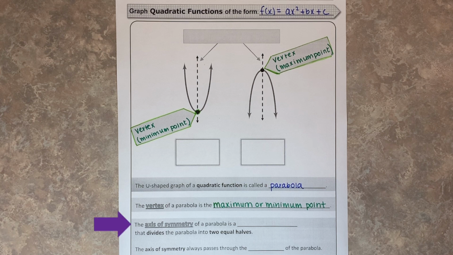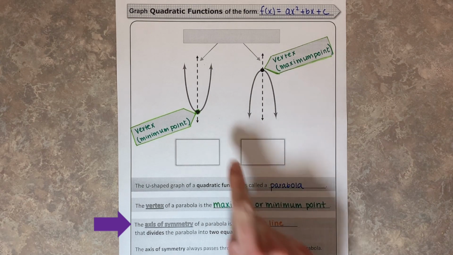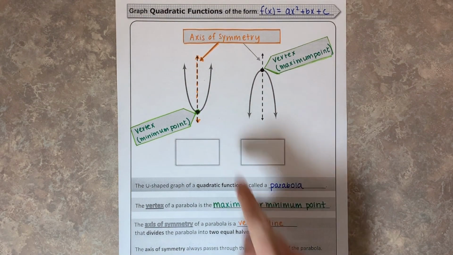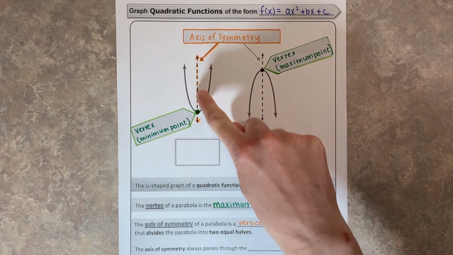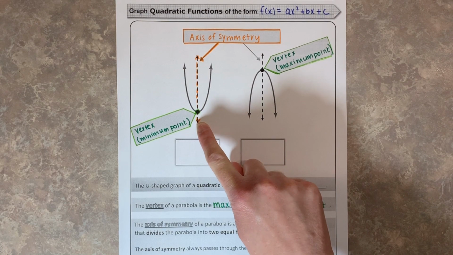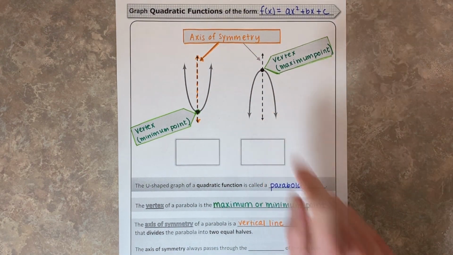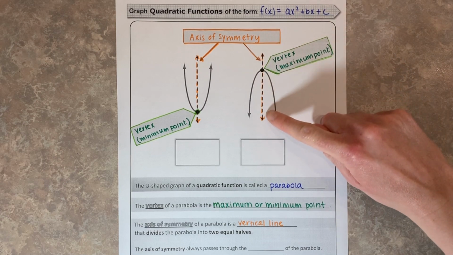The axis of symmetry of a parabola is a vertical line that divides the parabola into two equal halves. If we look at our two parabolas above, the axis of symmetry for this parabola is this dotted line right here, and we often draw an axis of symmetry as a dotted line. And the axis of symmetry for this parabola over here is this orange dotted line right here.